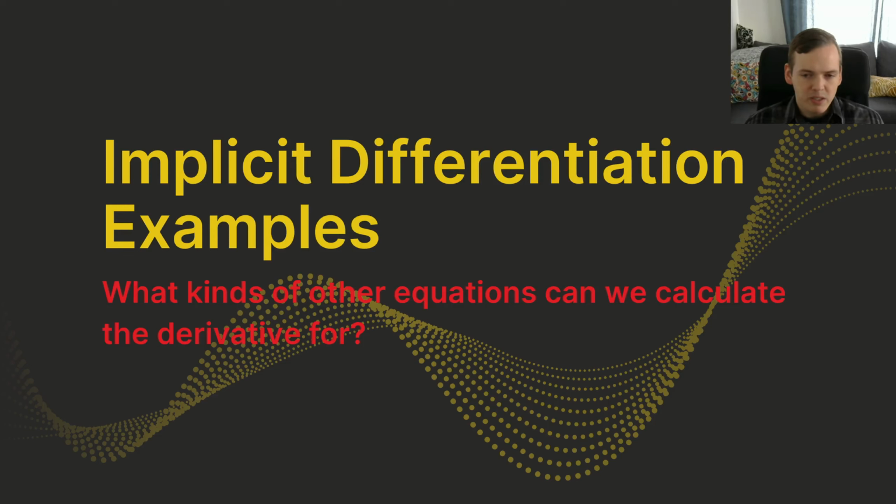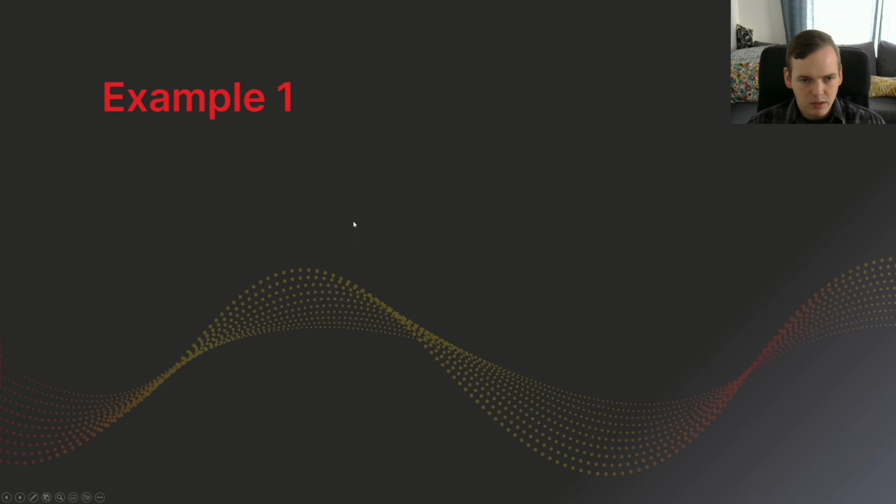We've talked about implicit differentiation, and now I want to show you a couple examples of it. So this first example is x squared plus y squared equals 25. This is in implicit form because we don't have y equals something with just x's. We've got x squared plus y squared equals 25.